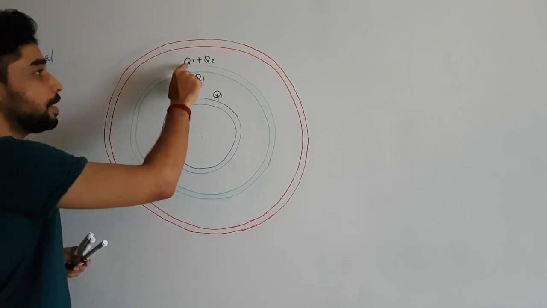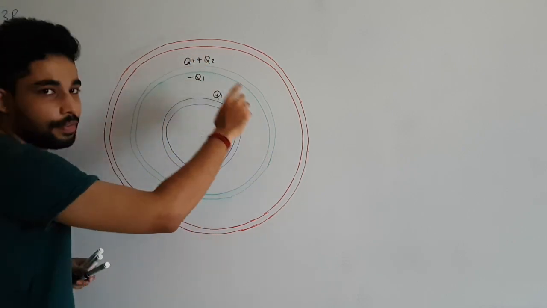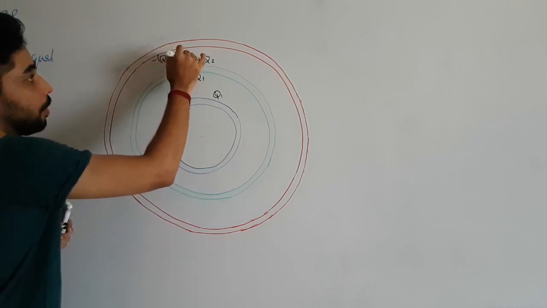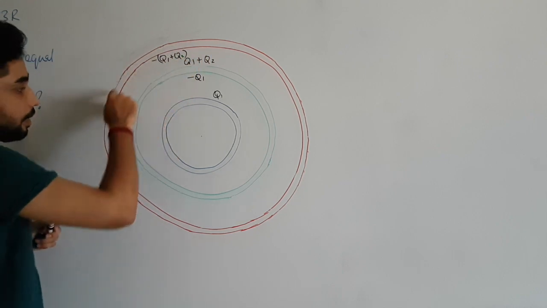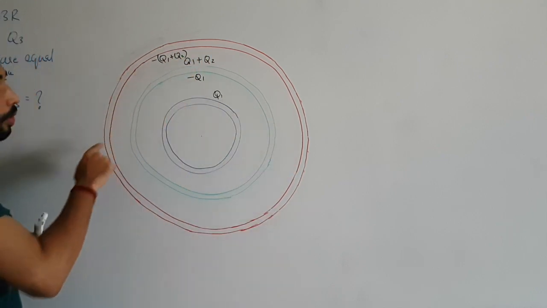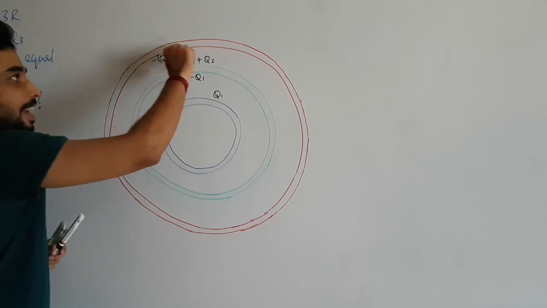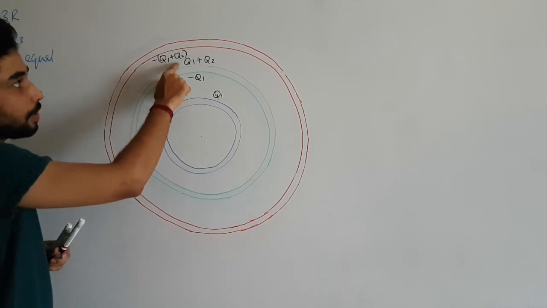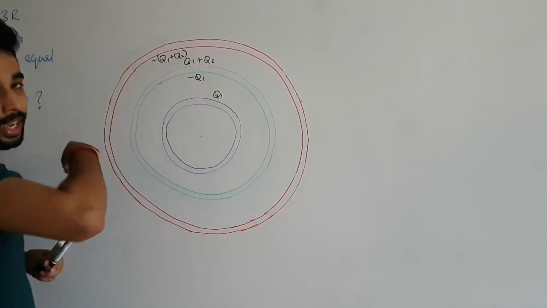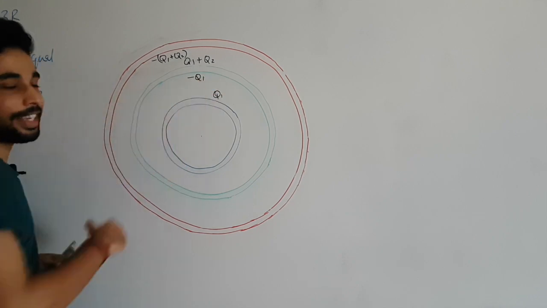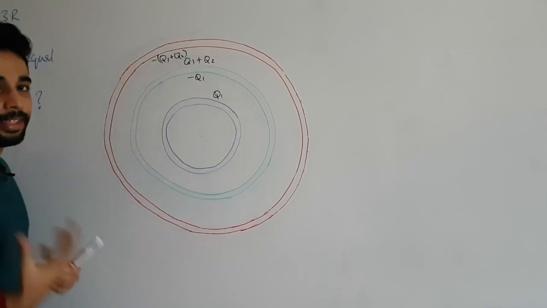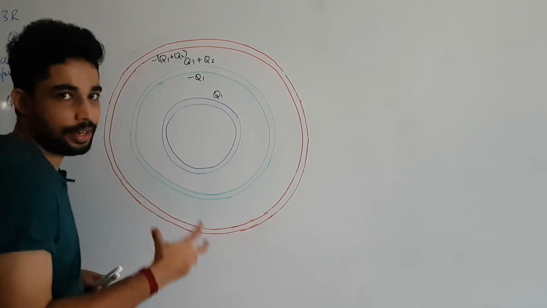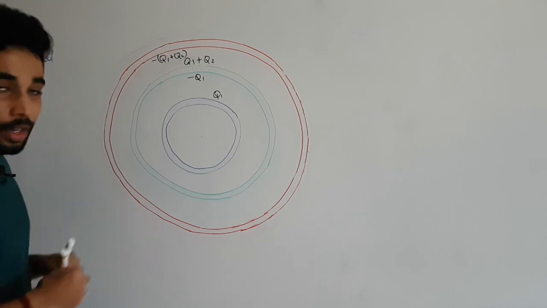Because of this q1 plus q2 on the outer surface of the second shell, there is going to be a minus of q1 plus q2 induced on the inner surface of the third shell, so that if I take a Gaussian surface inside this third shell, it would enclose a charge of minus of q1 plus q2 plus q1 plus q2, so that will get cancelled. The total charge enclosed will be 0. Hence the electric field at any point inside this third shell would be 0. So that justifies the property of the conductor, and all good till here.